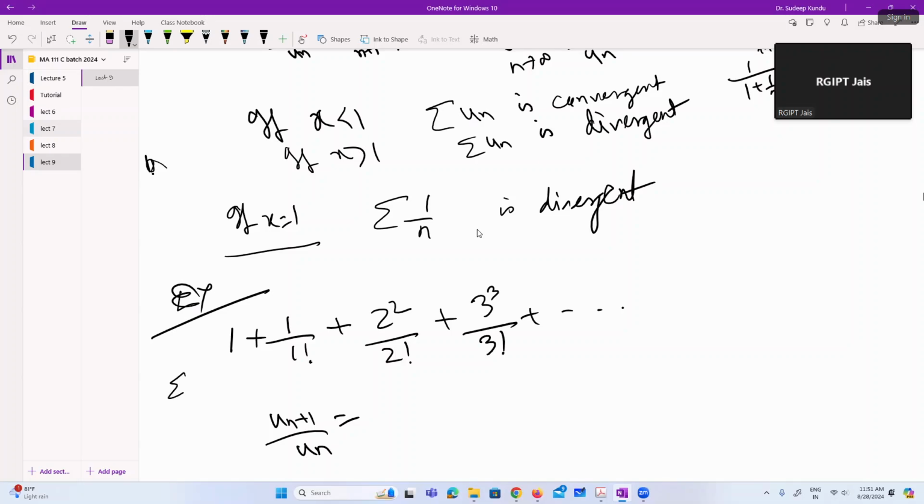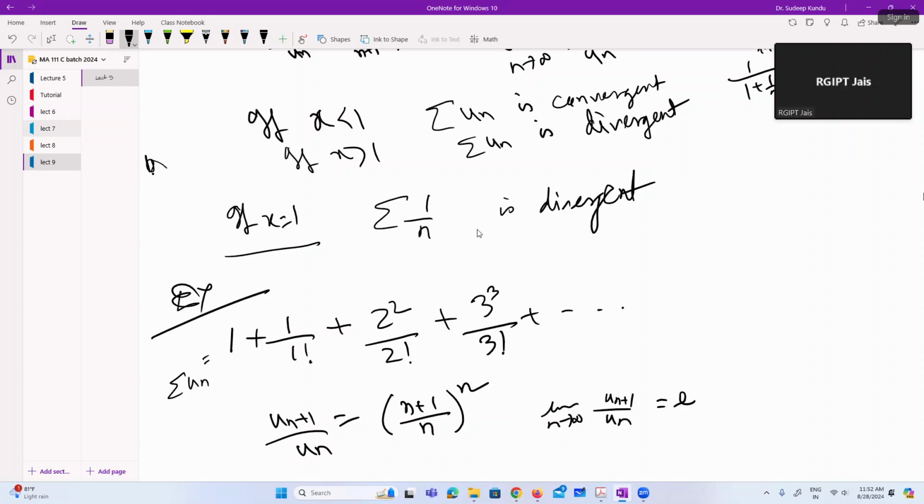So this is your series Un. What will be Un plus 1 by Un? Sir, it will be n plus 1 divided by n whole raised to the power n. Right. So what will be the value of the limit as n tends to infinity? Sir, e. So what is the conclusion? The series converges to e?